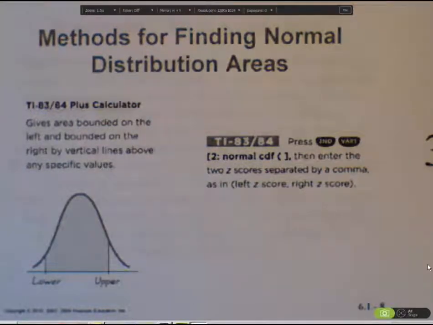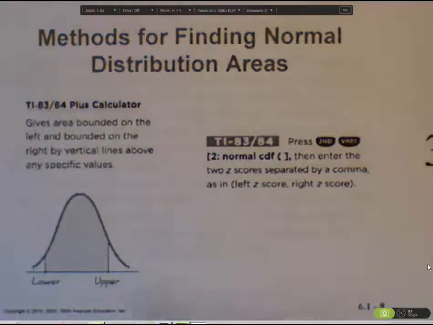So if you're working on homework and you get to an example and you click view example, and that hint from MyLabs Plus tells you to look at a table in the back of the book, that's not how we're doing any of these problems. I'm going to show you how to find this area on the calculator.